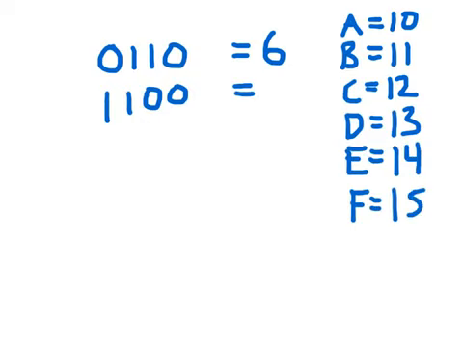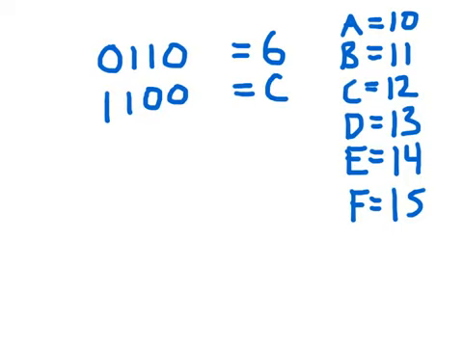Start by remembering that A is 10 and F is 15, and you'll start to remember the others fairly easily. So since 1100 means a 1 in the 8th place and a 1 in the 4th place, that's 12, and so we know that that is C.